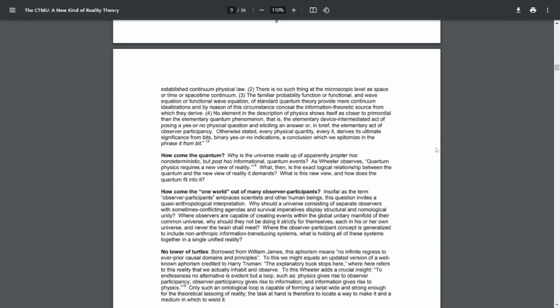There is no such thing at the microscopic level as space or time or space-time continuum. The familiar probability function or functional.